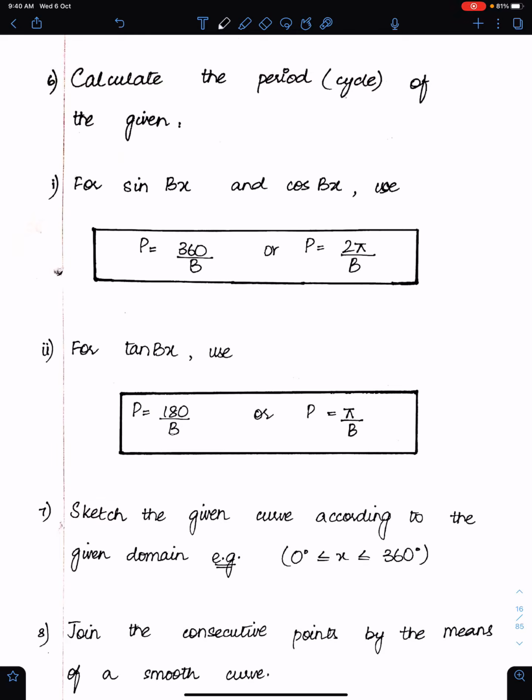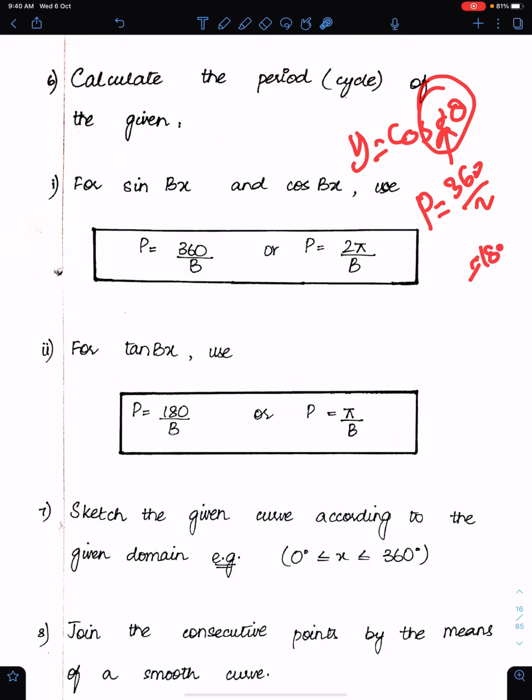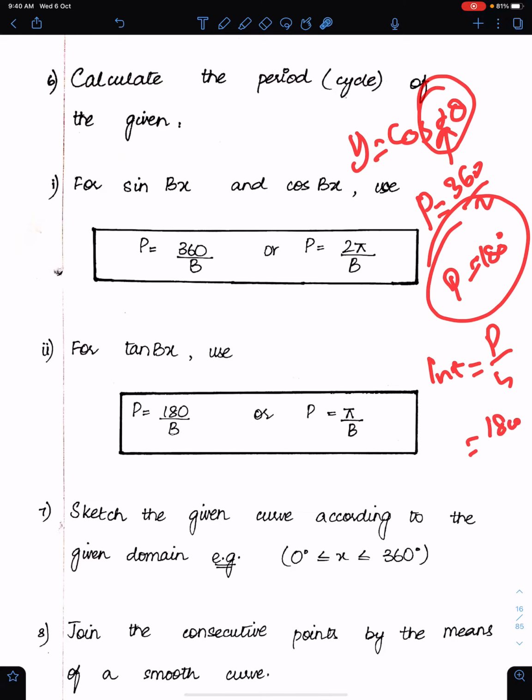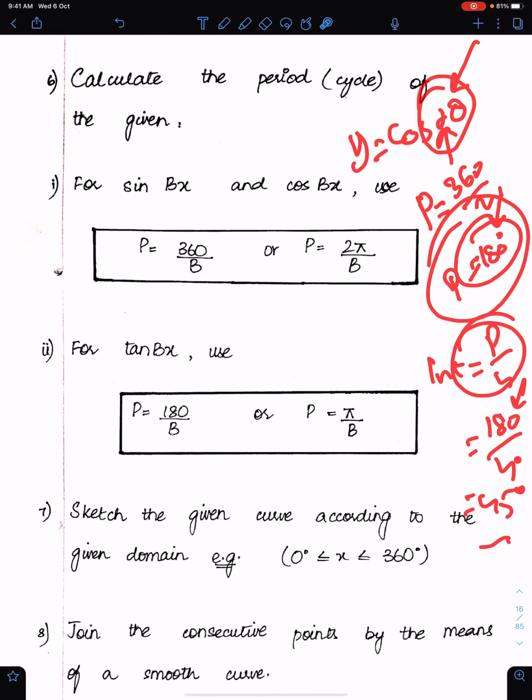For example, if you have to sketch this function y is equal to cos 2 theta, then you have to check the period of this function. 360 upon 2, 180. So interval width will be p upon 4. That means 180 upon 4, which means 45. So if we have cos 2 theta, then first we need the period, and then with the help of this period and this formula, we can get the width. So we have to make the intervals of 45 width.